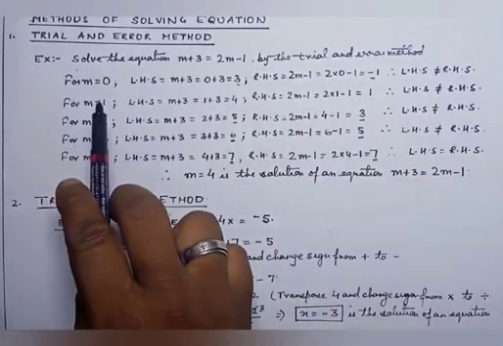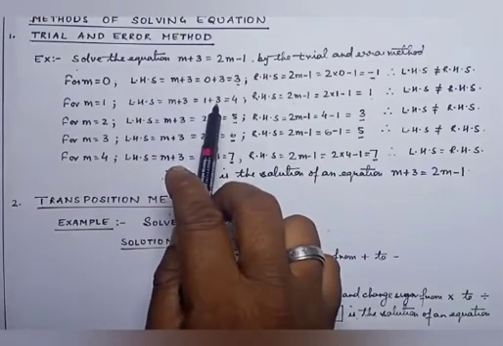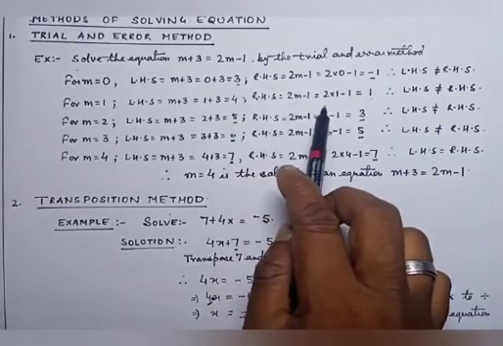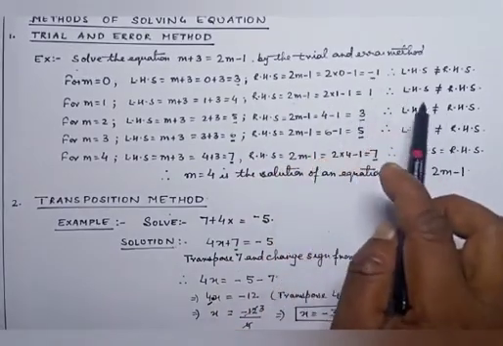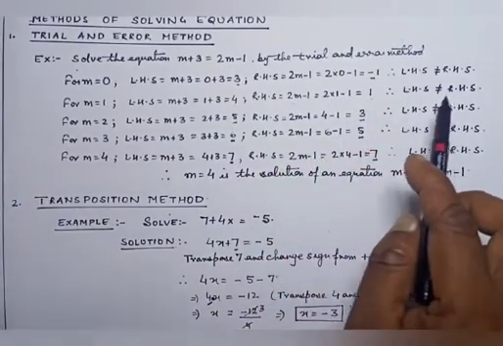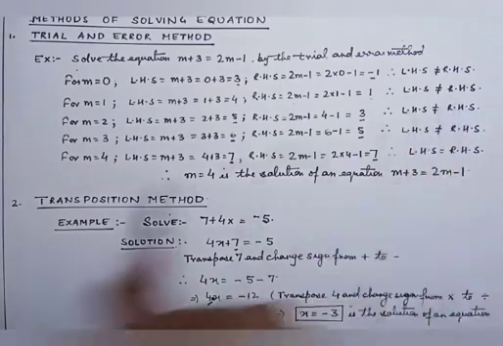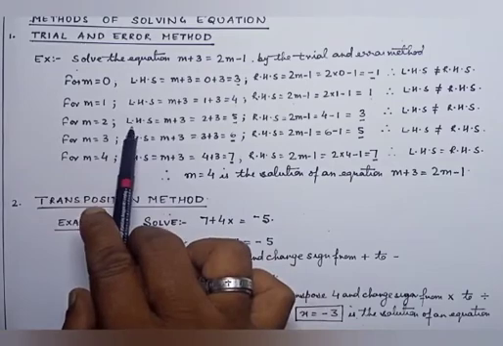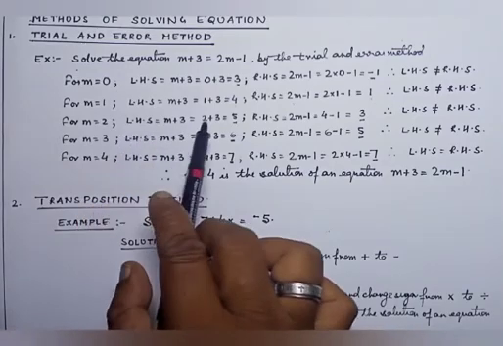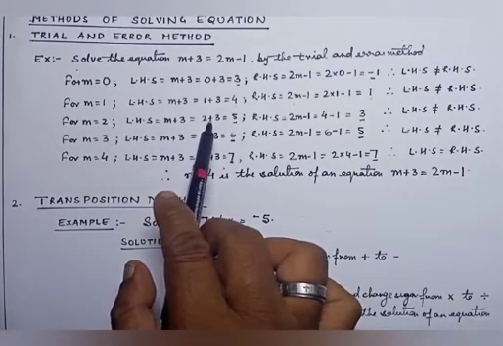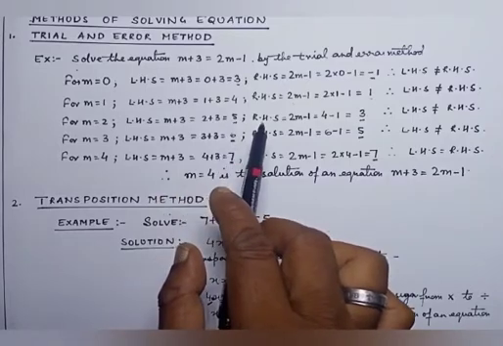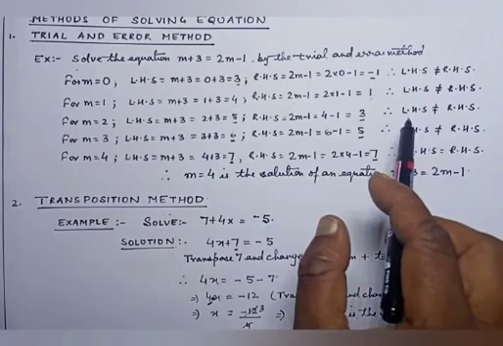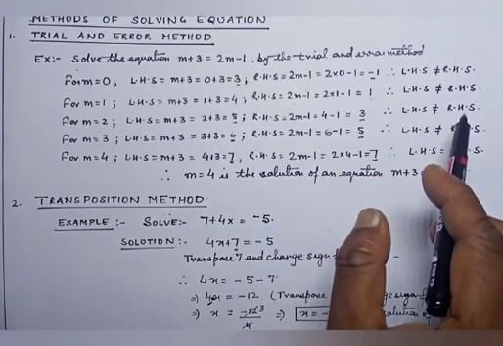Again, if m is equal to 2, putting the value in LHS I will get 4, and putting the value in RHS I will get 1. This shows that both LHS and RHS are not coming equal. Again, for m is equal to 2, when I put m is equal to 2 in LHS, I will get 5, and in RHS I am going to get 3. Again 5 is not equal to 3. This means LHS is not equal to RHS.